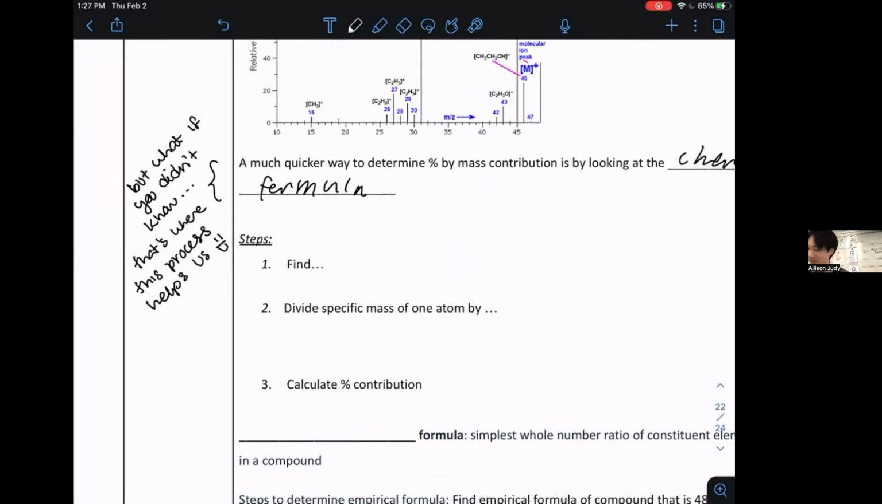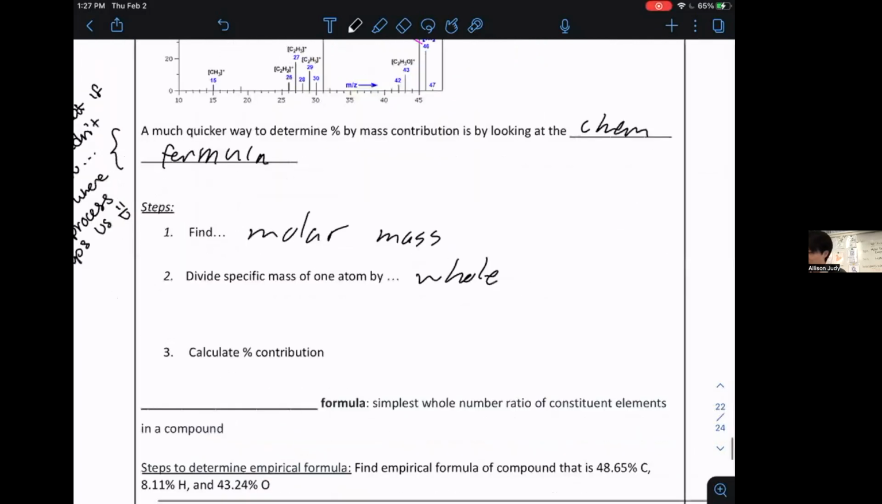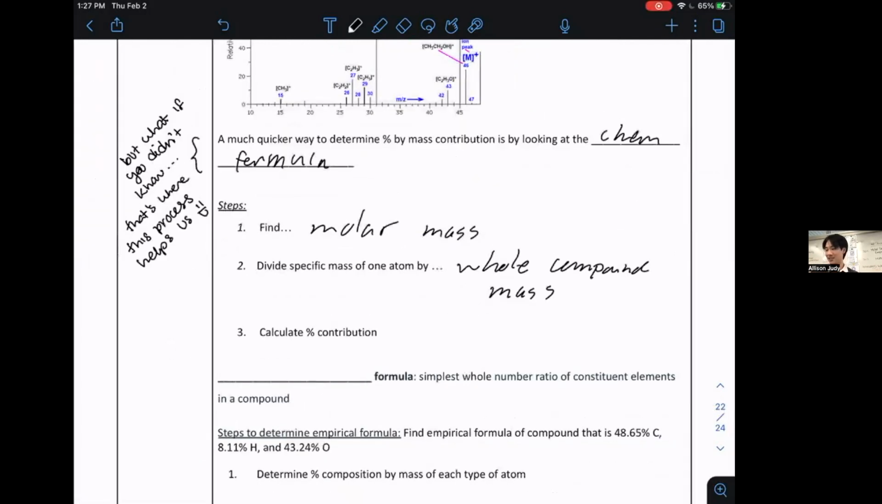And so the first step is we need to find the molar mass. It's always used when we need to go from grams to moles. Then each atom has a specific amount of mass, and we divide by the whole mass, which gives us a fraction of how much that actually is. Then we calculate the percent contribution. What we get is called the empirical formula.